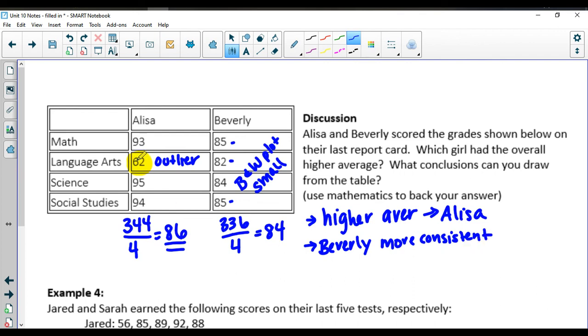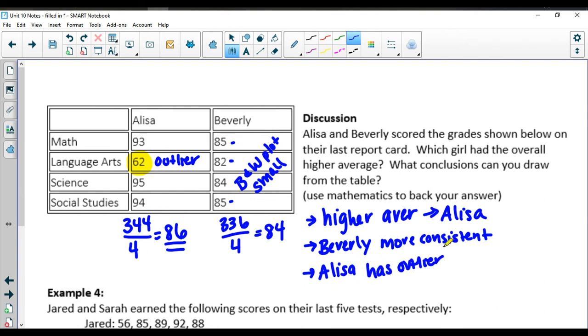If we take that out, Alyssa's pretty much like Beverly in that everything's relatively close to each other, the 93, 94, 95. We have a range of only 2 there. So she's actually doing better than Beverly in terms of that if we take that outlier out. So it would be good to note that Alyssa has an outlier.